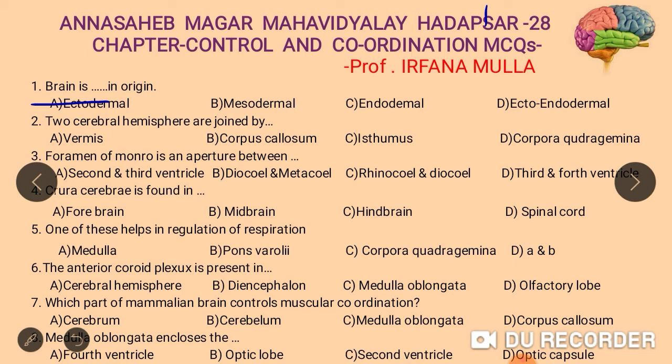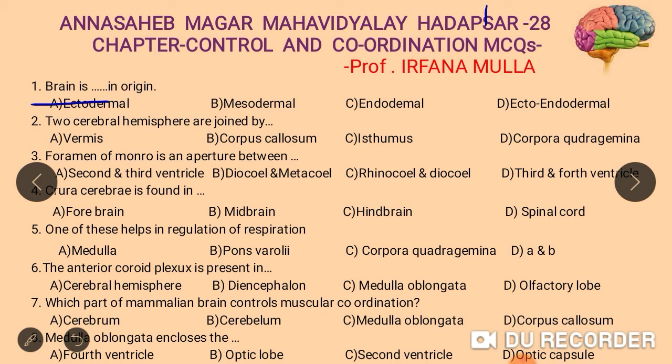Third question. Foramen of Monro is an aperture between ___. Foramen of Monro is a crescent-shaped interventricular aperture which connects the lateral ventricle to the third ventricle. This aperture allows cerebrospinal fluid to transfer from the lateral ventricle to the third ventricle. So the correct answer for that question is second and third ventricle, that is option number A.